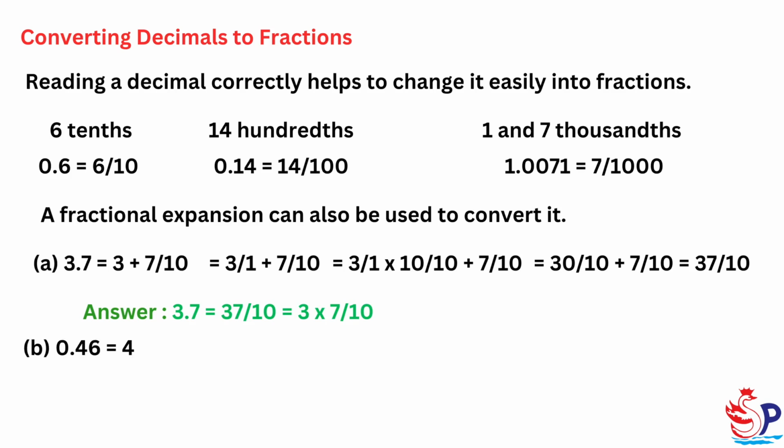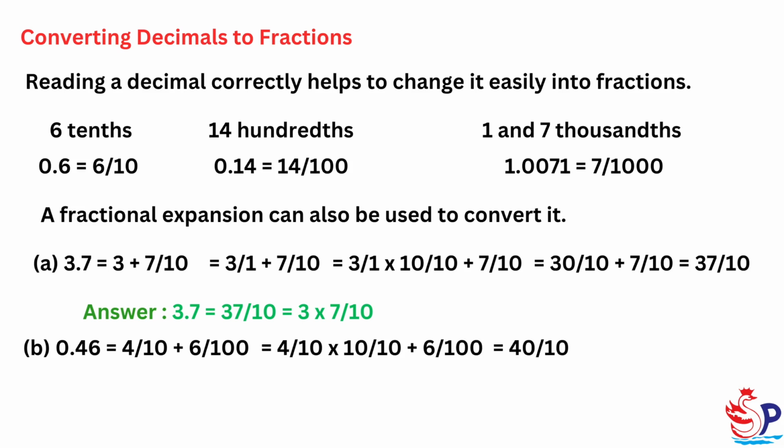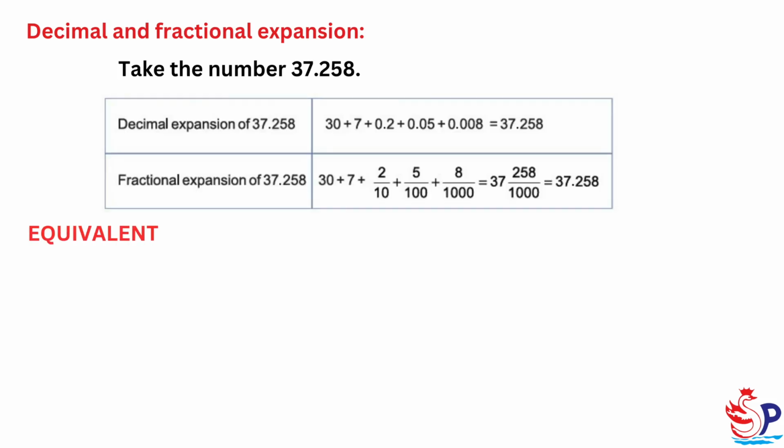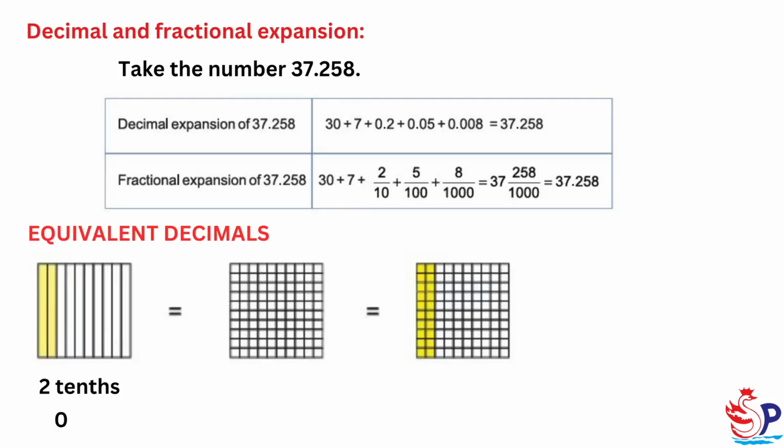B. 0.46 equals 4/10 plus 6/100 equals (4×10)/(10×10) plus 6/100 equals 40/100 plus 6/100 equals 46/100. Answer: 0.46 equals 46/100. Decimal and fractional expansion. Take the number 37.258.